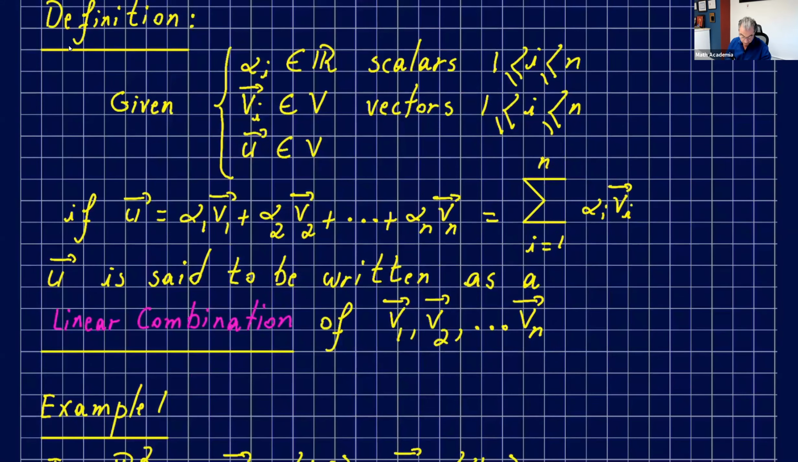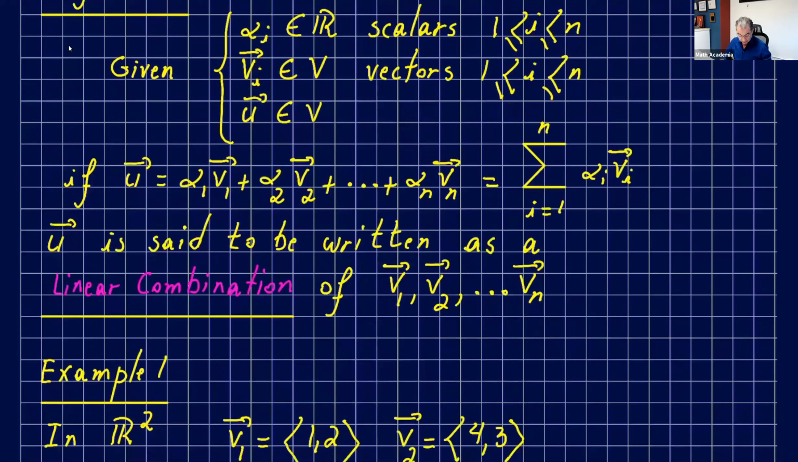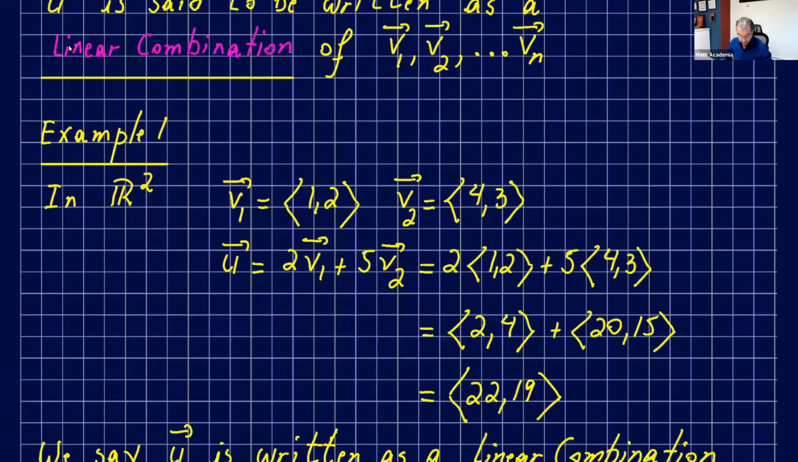If we write u as alpha sub 1 times v1 plus alpha sub 2 times v2 plus dot dot dot alpha sub n times vn, or we can write that in summation notation, the sum of alpha i times vi, i starting from 1 to n, then u is said to be written as a linear combination of v1, v2, and vn. Let's do some examples so you can understand how this works.